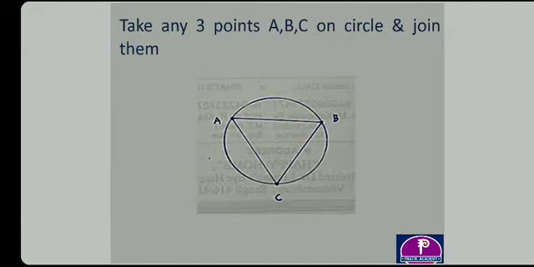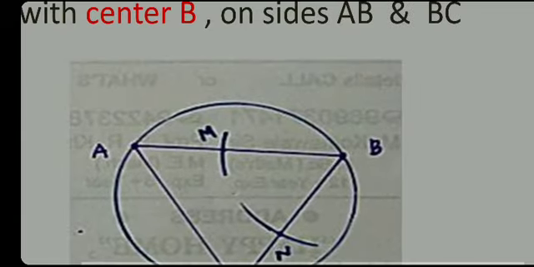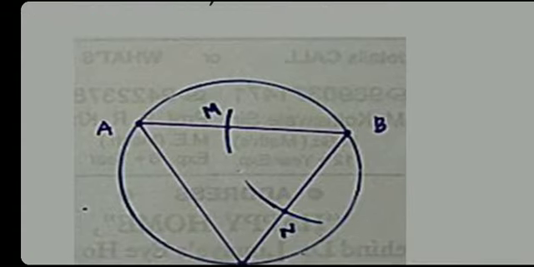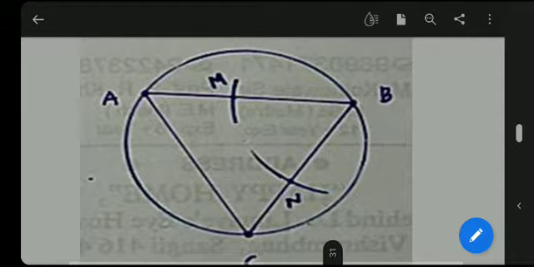Okay, and join these points. So one triangle is formed here, triangle ABC. Now from any vertex, say from point B, with some suitable distance in the compass, mark 2 arcs, one on side AB and another one on side BC. They will intersect at points M and N here.